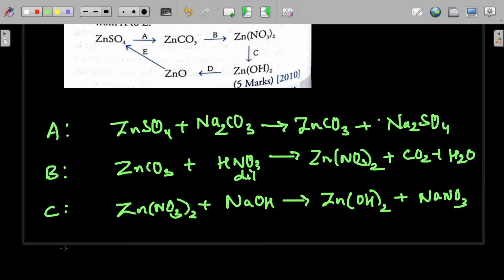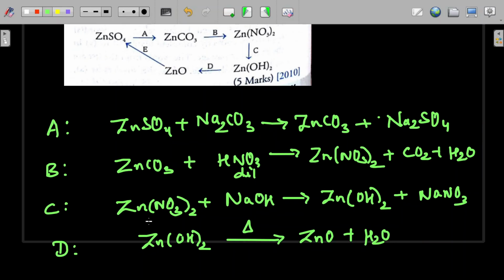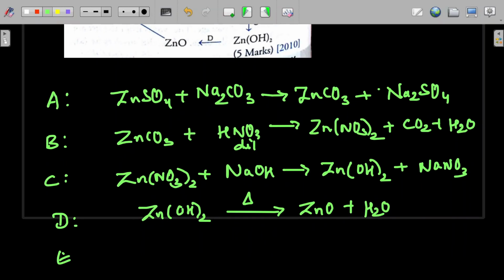Lastly, zinc hydroxide to zinc oxide. Heated. So here you should not add anything. It is simply heating of metal hydroxides. You will get metal oxide plus water, H2O. This is again based on your knowledge only. Lastly, zinc oxide to zinc sulfate. What will you add?